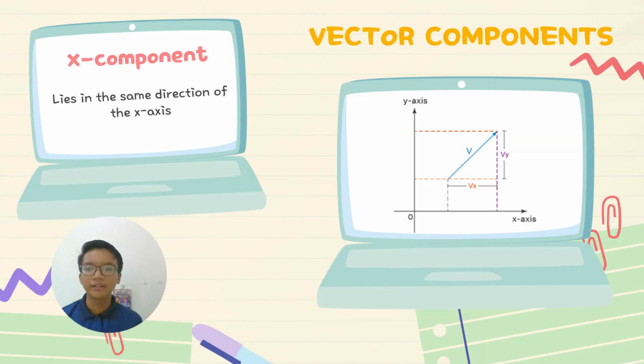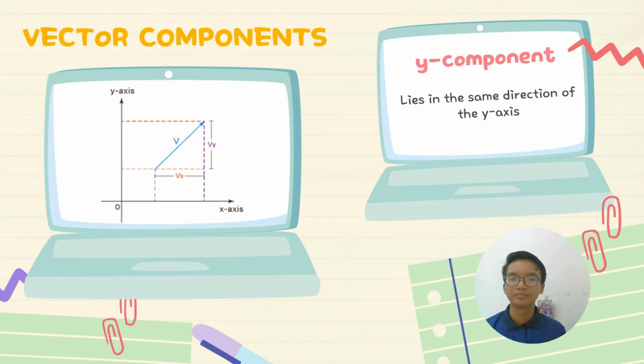Okay, so next, despite the importance of knowing the magnitude and also the direction of a vector, we also have to know about vector components. In a vector, we have two different components, which are the y component and the x component. The x component is the part of the vector that lies in the same direction as the x-axis. Besides the x component, we have the y component, which is the part of the vector that lies in the same direction as the y-axis. Thus, the importance of knowing vector components is to determine the direction and the magnitude of a vector.